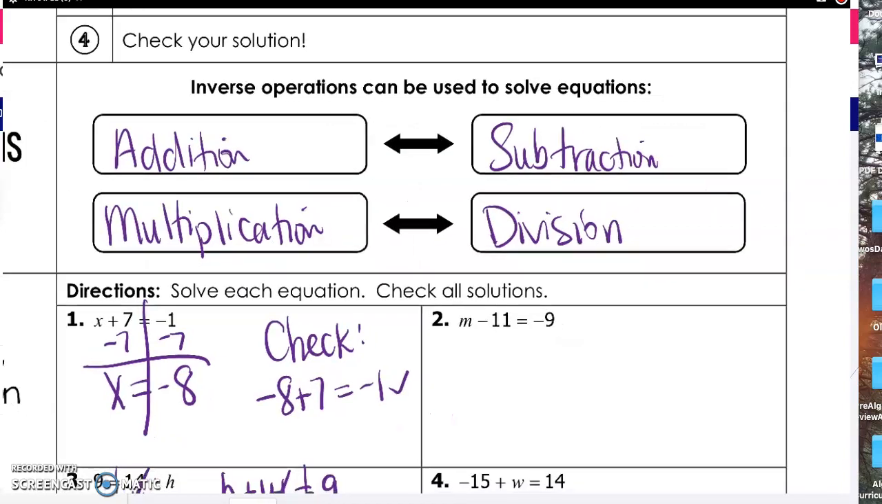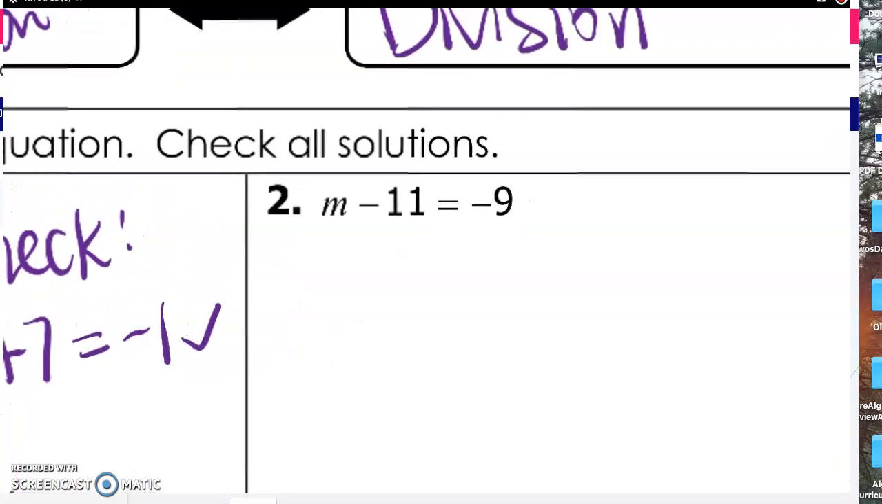When you are solving an equation, you are looking for the one number that when you plug it back in, then you have a correct sentence, a correct statement. So when we look at number 2, it says m minus 11. So to undo minus 11, we would have to add 11. And what you do to one side, you have to do it to the other side.